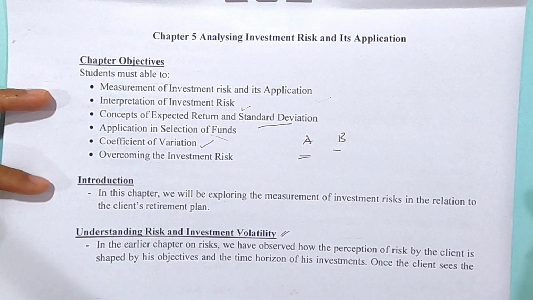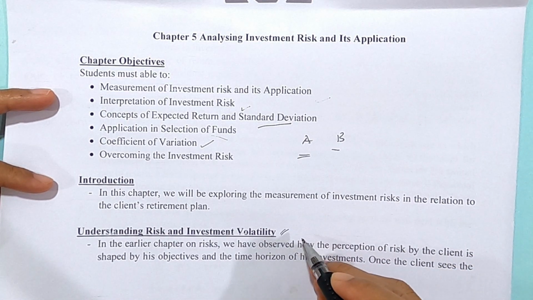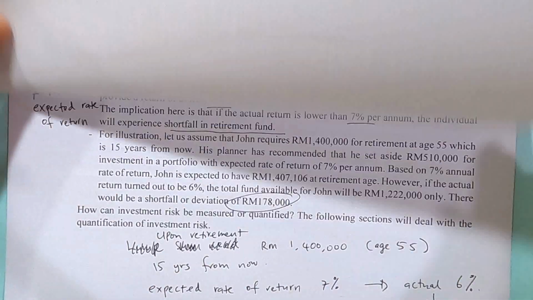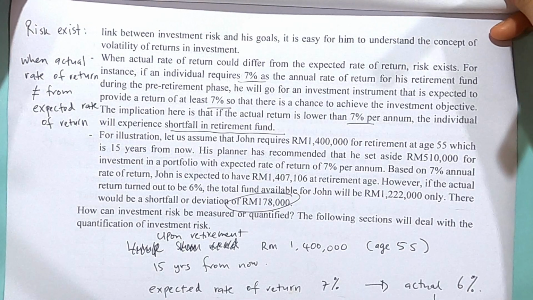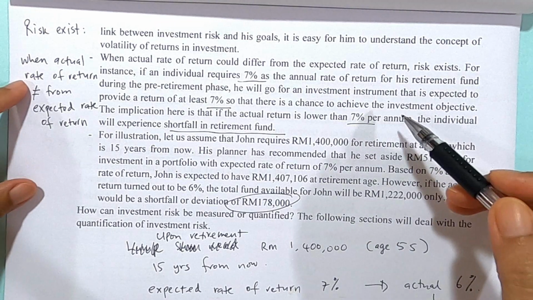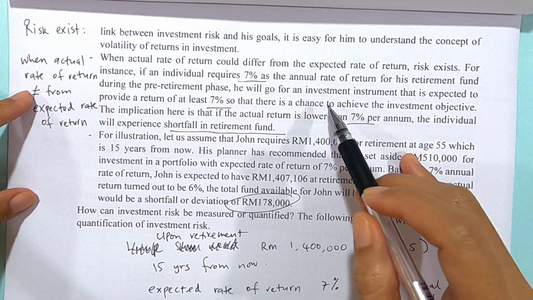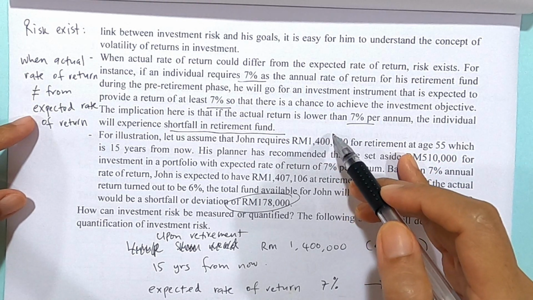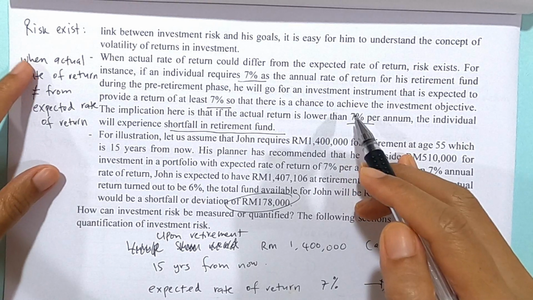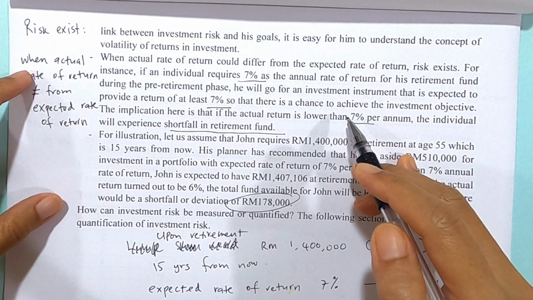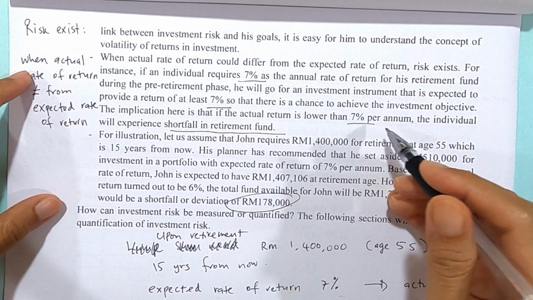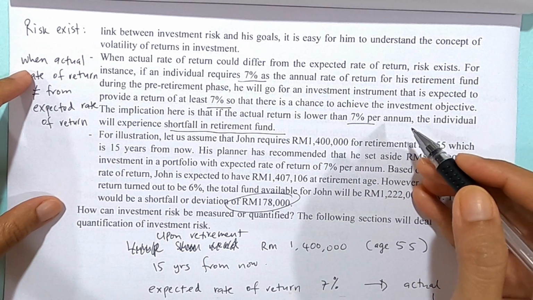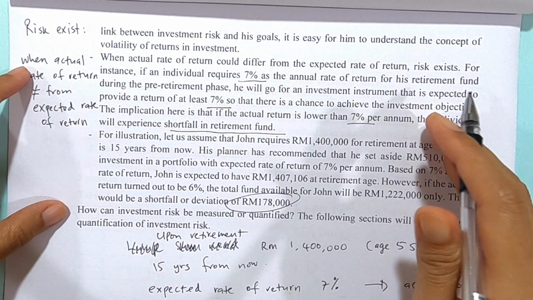Now we are going to look at the first part of the lecture, that is basically on understanding risk and investment volatility. Risk actually exists when the actual rate of return differs from the expected rate of return. So when risk exists, there is a possibility that the investor will not get the amount of the expected return from the investment. All right, I'll give you an example.